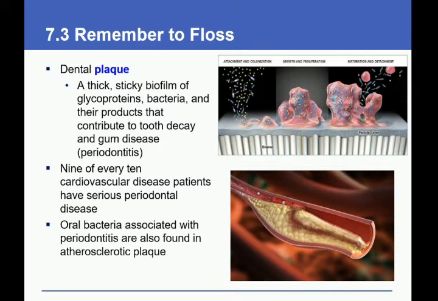So remember to floss, because on your teeth you have dental plaque. Dental plaque is a thick, sticky biofilm of glycoproteins, bacteria, and their products that contribute to tooth decay and gum disease. Nine of every 10 cardiovascular disease patients have serious periodontal disease. Oral bacteria associated with periodontitis also are found in atherosclerotic plaque, meaning that this plaque will be the collection of bacteria building up a certain layer on your teeth because they want to live there. So sometimes this layer can break off, and then they will enter your bloodstream, and then they will do the same thing in your bloodstream. They will pile up, and then they will block your bloodstream.